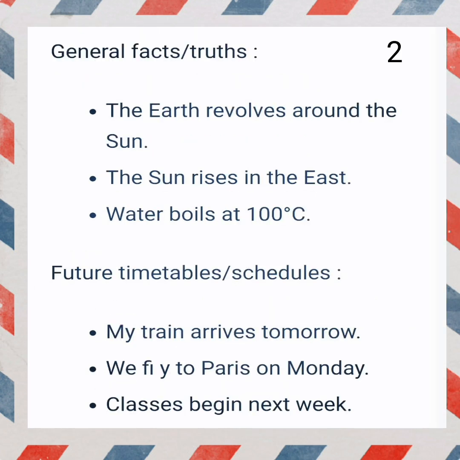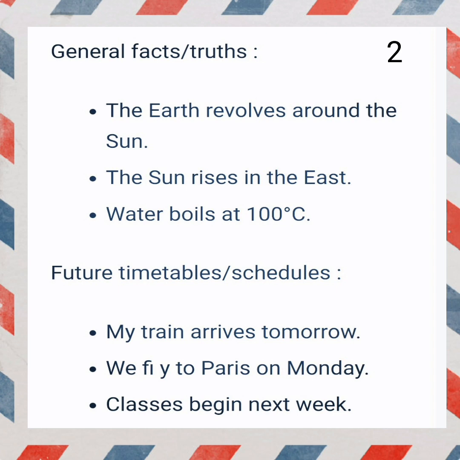Simple present also expresses general facts and truths. Example, "The earth revolves around the sun." Here, "revolves" is the verb. It is a truth. "The sun rises in the east." It is also a truth. "Water boils at 100 degrees Celsius." It is a fact. So here "revolves," "rises," "boils" are all verbs and they are in the present tense.